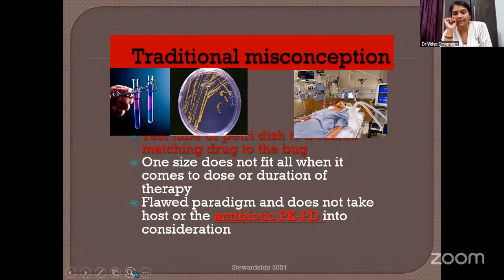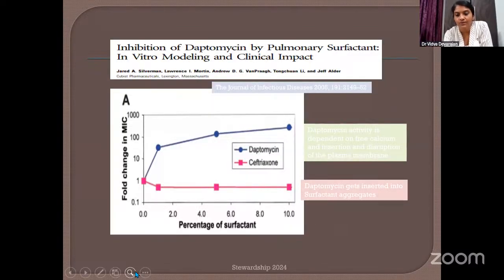Traditional misconception, taking like a Petri dish, matching drug to the bug. One size will not fit all when it comes to dose and duration. Okay, so what you have to know is this: daptomycin was used in this patient. Daptomycin will get denatured by the pulmonary surfactant.